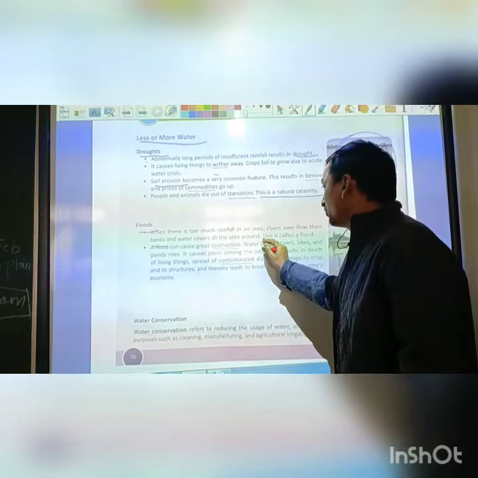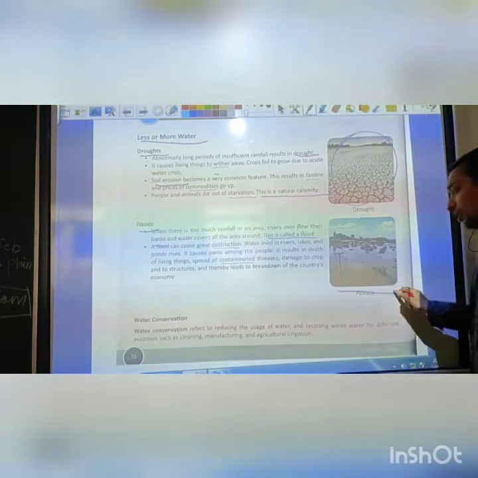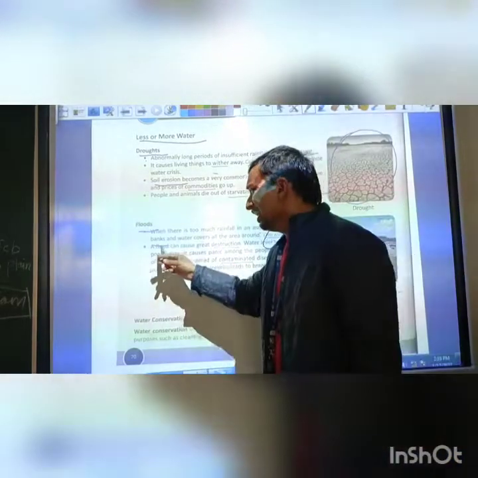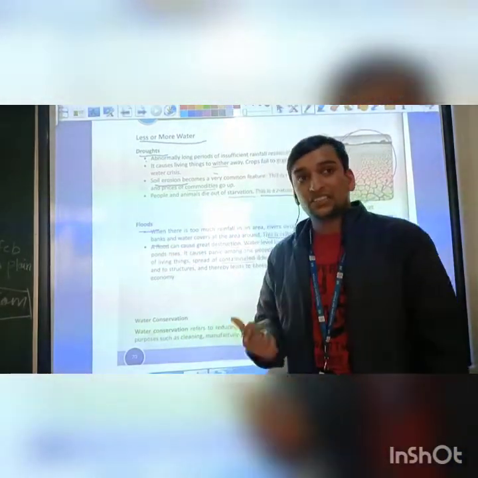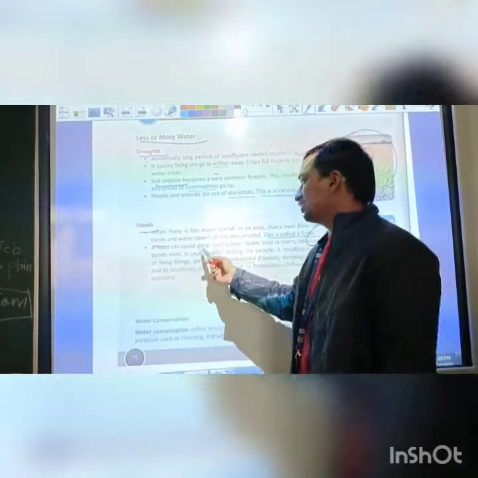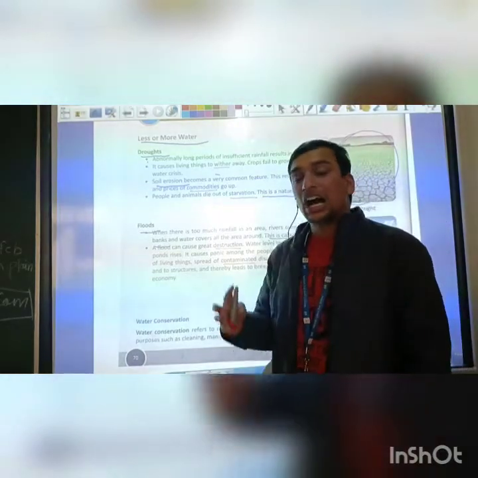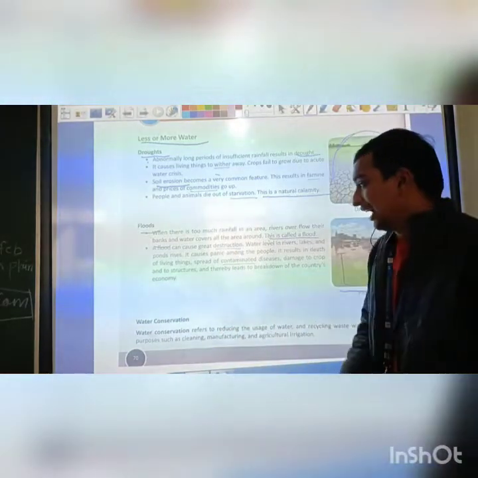This is called a flood, meaning baadh. There are so many disadvantages of a flood. A flood can cause great destruction, meaning nuksan. A flood can harm our properties as well as life.